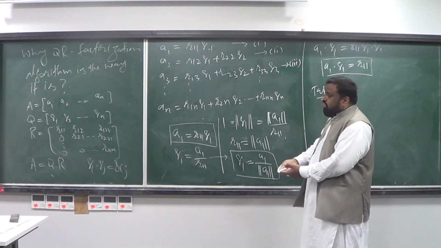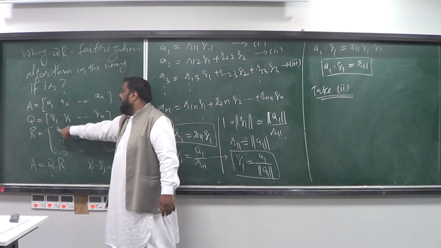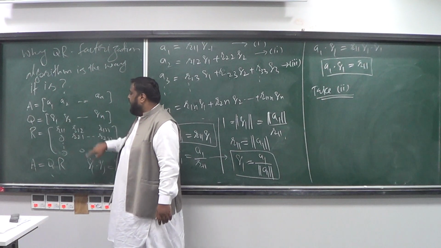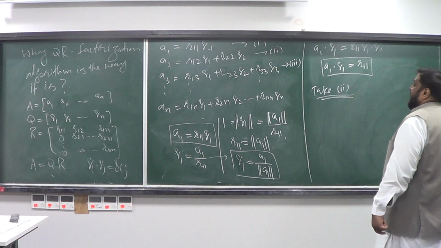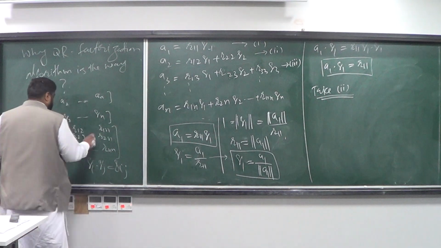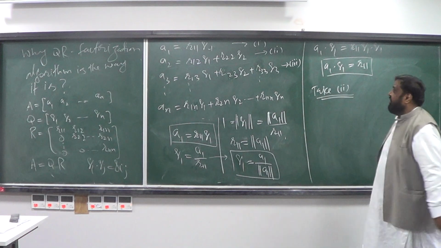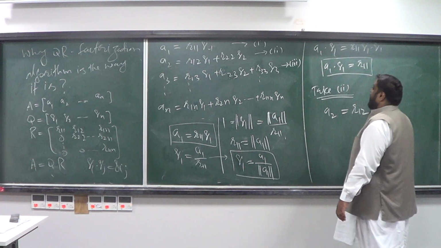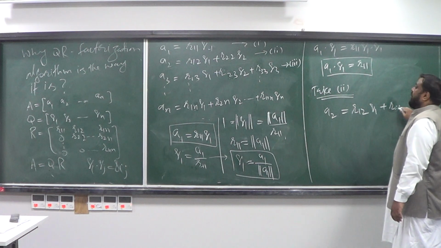So I want my Q2. We computed Q1 and R11, now I want my Q2 and this column, so R12 and R22. This is not going to be R21, it's going to be R22. So take equation 2: A2 is R12 Q1 plus R22 Q2.